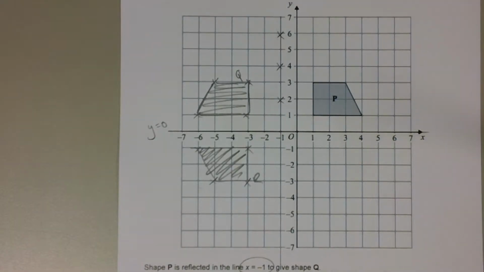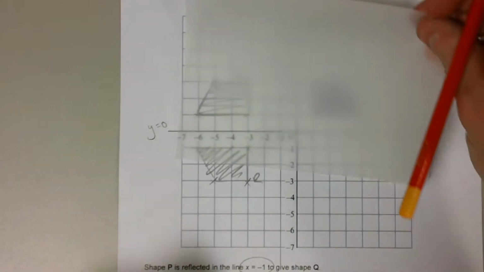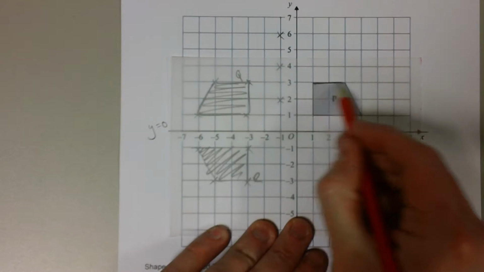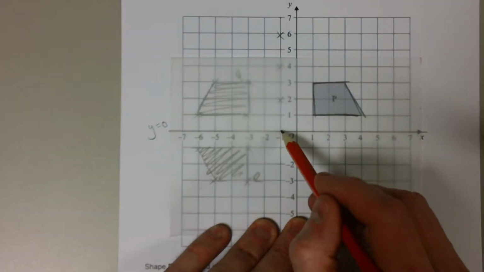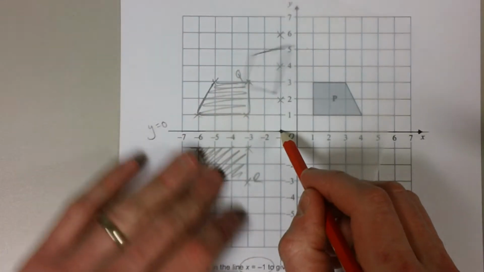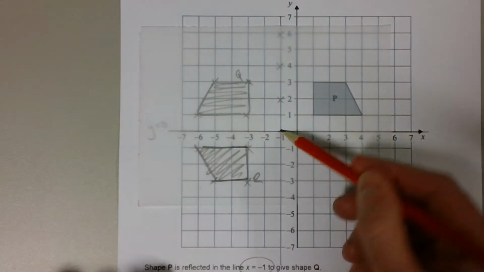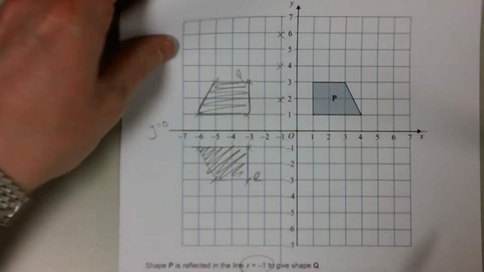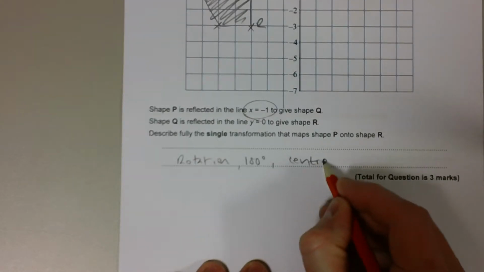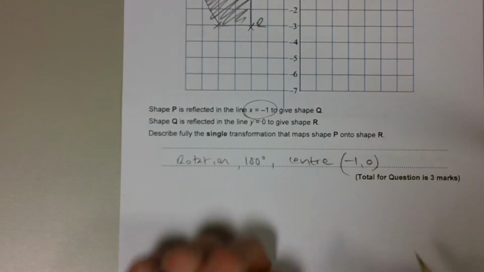What you need to do, as in question number 1, is get your tracing paper on, trace over P, and try different points until you get the right one. The centre of rotation is that point there, which has coordinates -1, 0. Rotation 180 degrees, centre -1, 0.